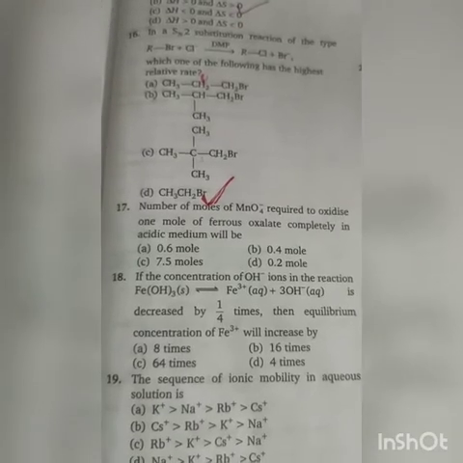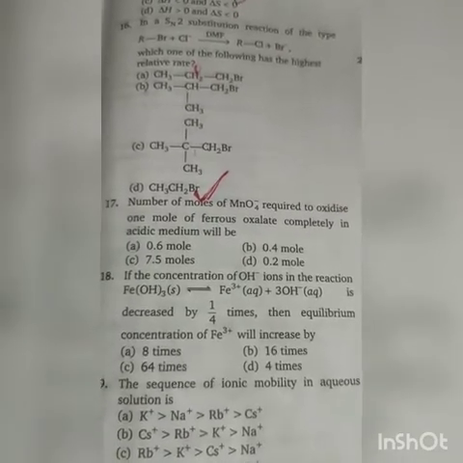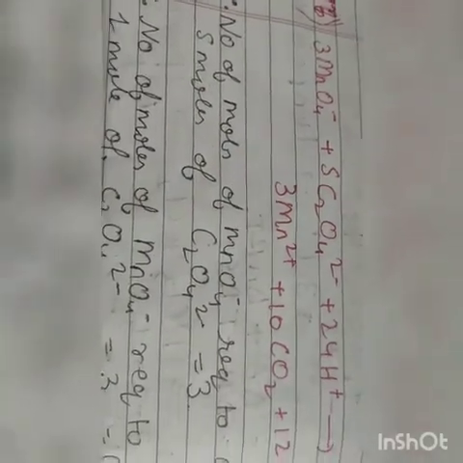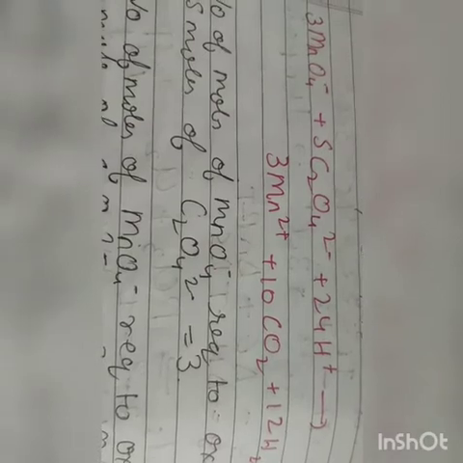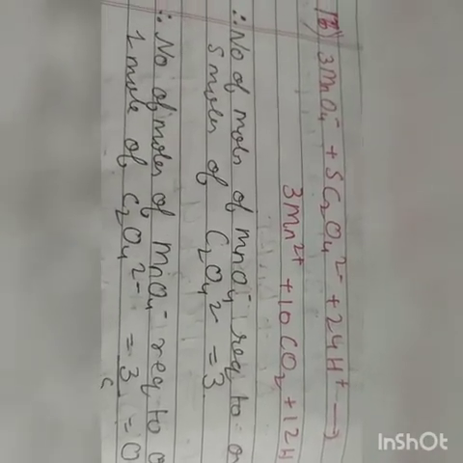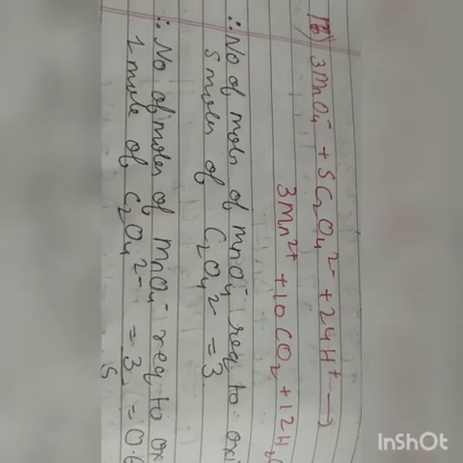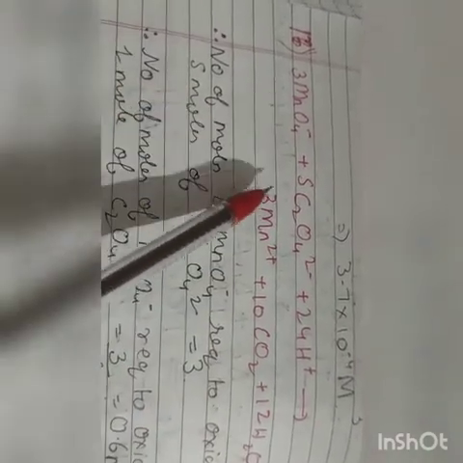Number of moles of MnO4 minus required to oxidize 1 mole of ferrous oxalate completely in acidic medium will be. So here is the equation: 3 MnO4 minus plus 5 C2O4 2 minus plus 24 H plus gives 3 Mn2 plus plus 10 CO2 plus 12 H2O. So here the number of moles of MnO4 required to oxidize 5 moles of C2O4 2 minus is 3, as we see here it's 5 moles.